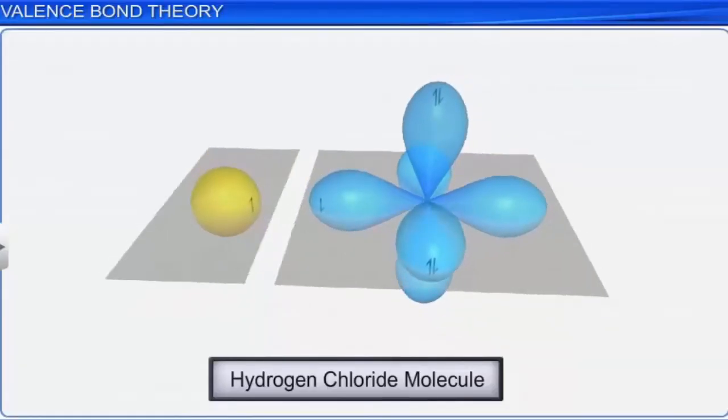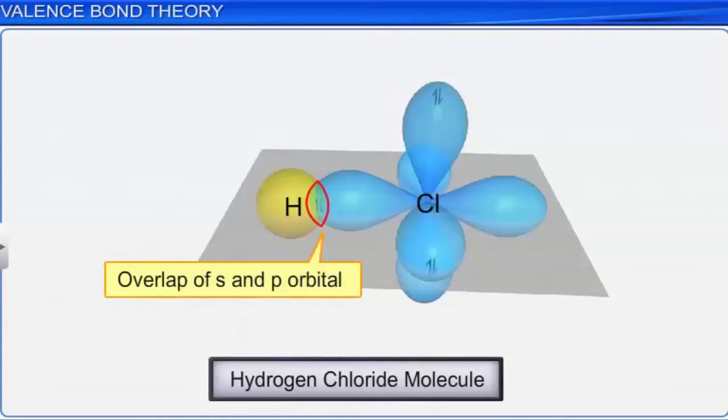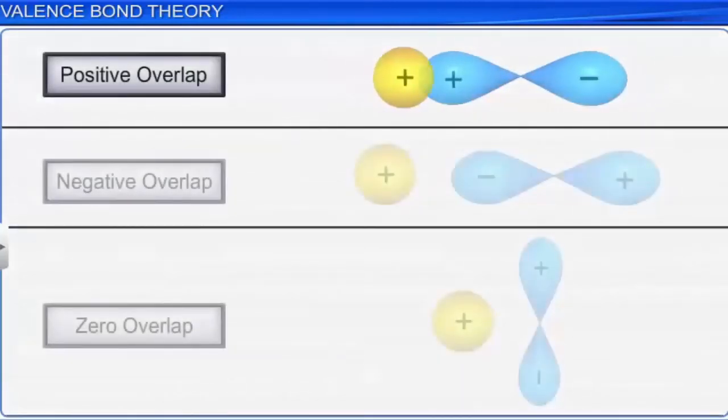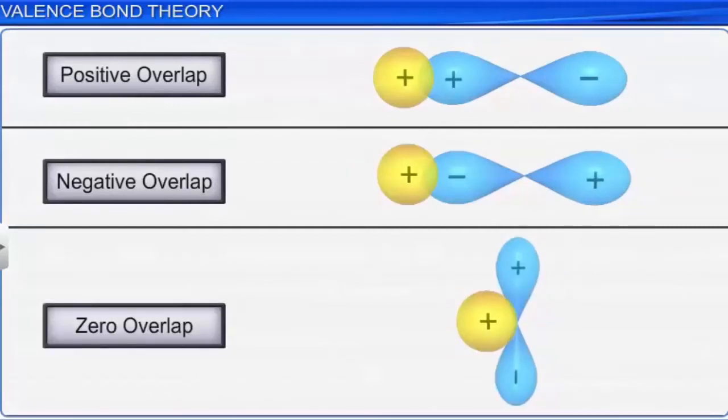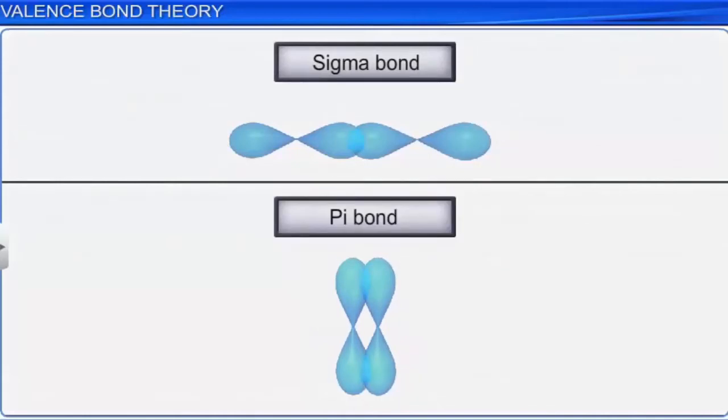Another example is the formation of a hydrogen chloride molecule. Here, when a hydrogen atom approaches a chlorine atom, a bond is formed due to the overlapping of s and p orbitals. The overlap can be positive, negative, or zero depending on the properties of the respective overlapping orbitals. Based on the overlapping of orbitals, two types of covalent bonds are formed. These are known as sigma and pi bonds.